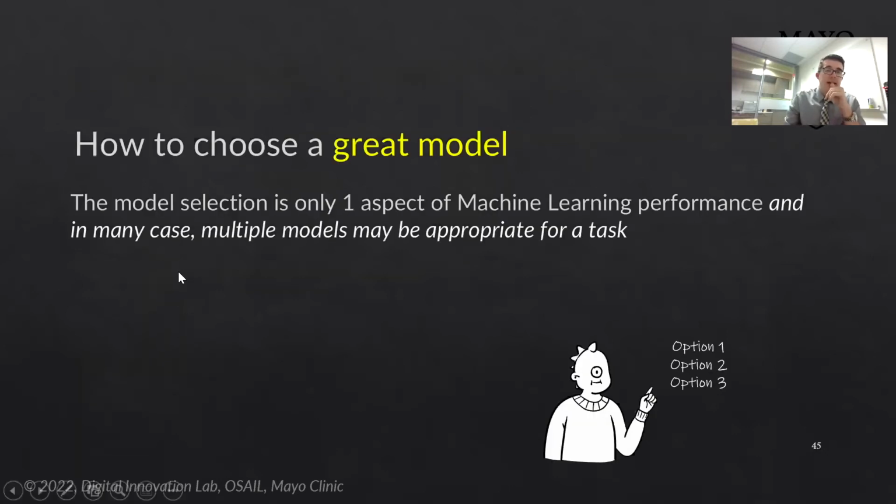Okay, so that sort of wraps up my section on the different algorithms or the different models that we use. So next I want to talk about how we select the right model for the job. And in many cases, as you would expect, there's many different models or many different algorithms that are going to be appropriate. And so how do we choose the very best one?